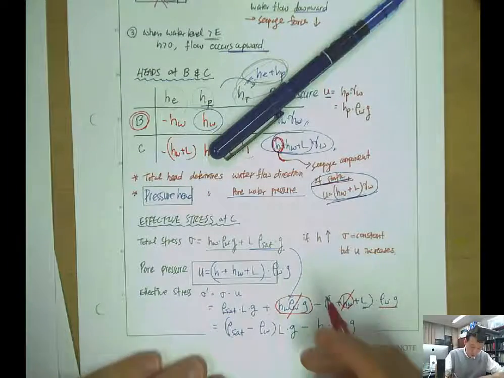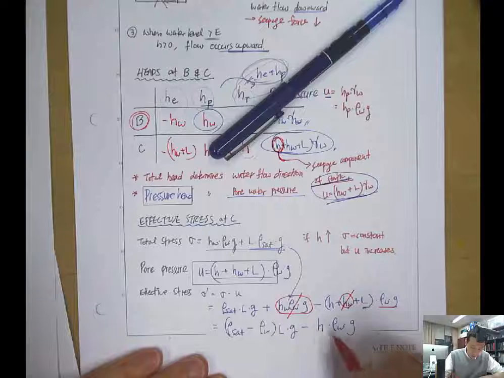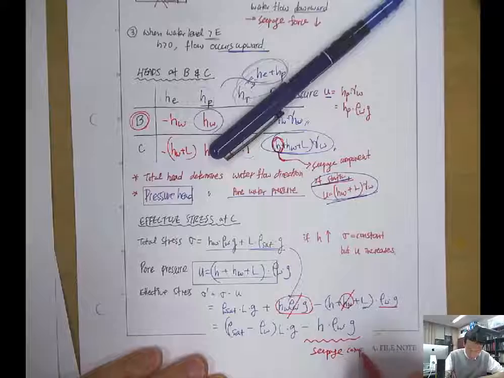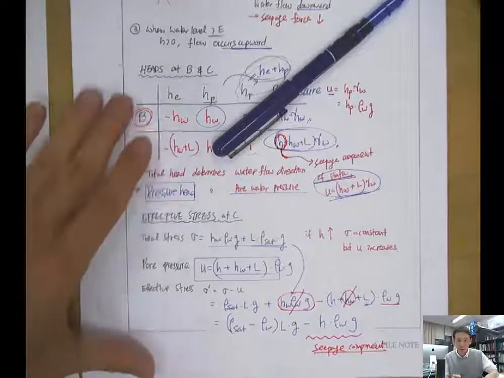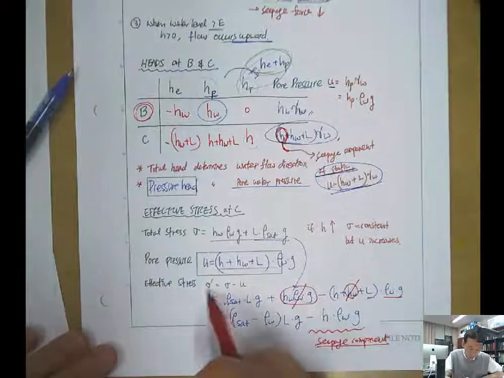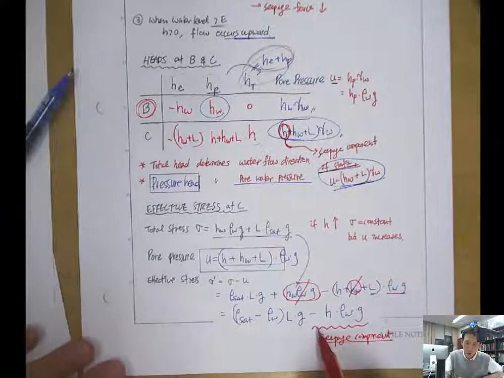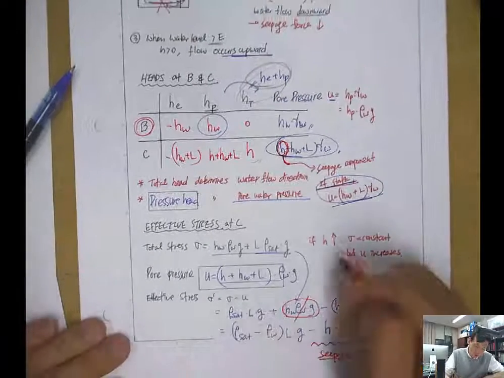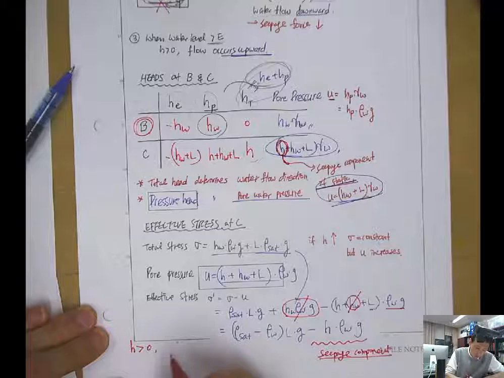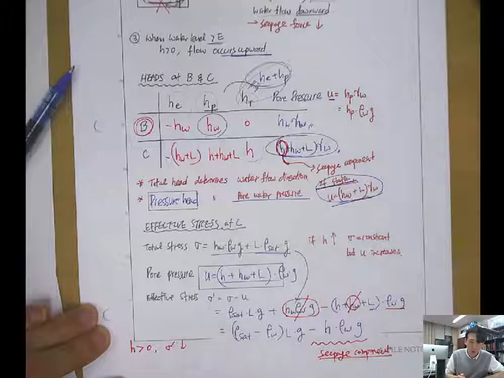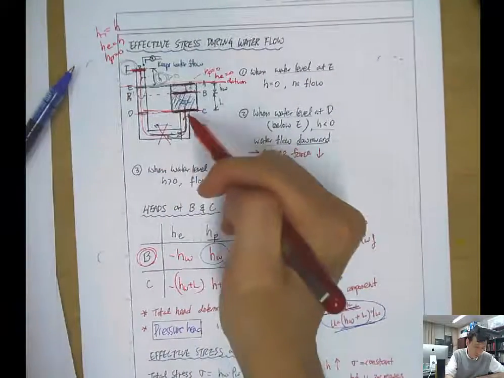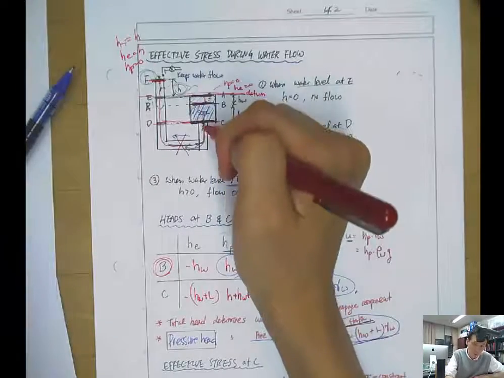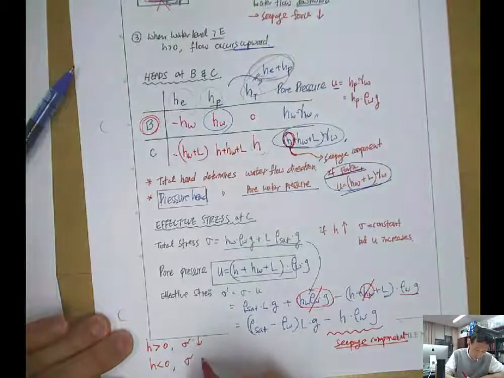So here, when you look at the effective stress, this is the seepage component. If the H is positive, the effective stress is reduced by the water flow. That means if H is positive, sigma prime goes down. So H positive means that it's upward flow. If the H is negative, which means downward flow, then effective stress goes up.